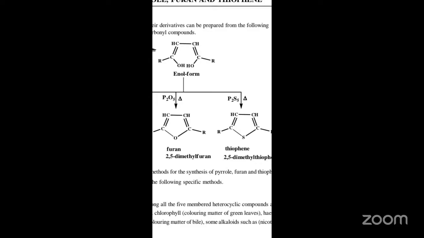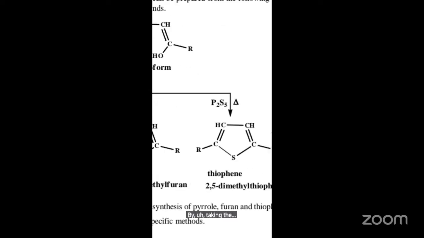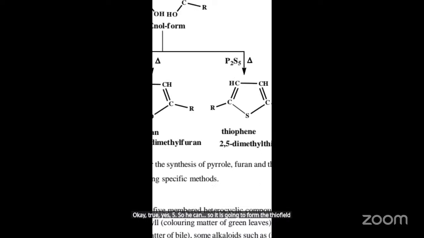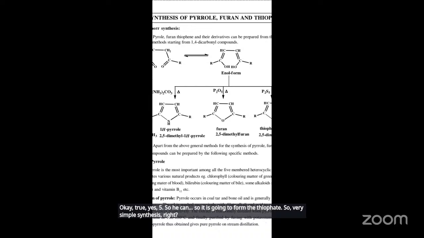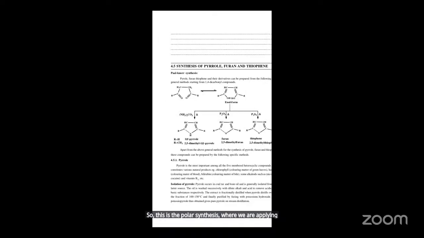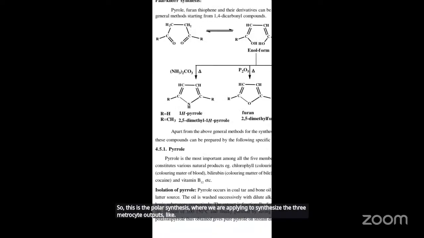By treating with phosphorus trisulfide, P2S5, and heating, it is going to form the thiophene. So very simple synthesis, right? Very simple methods applied to synthesize these three heterocyclic compounds. So this is the Paal synthesis, which we apply to synthesize the three heterocyclic compounds: pyrrole, furan, thiophene.